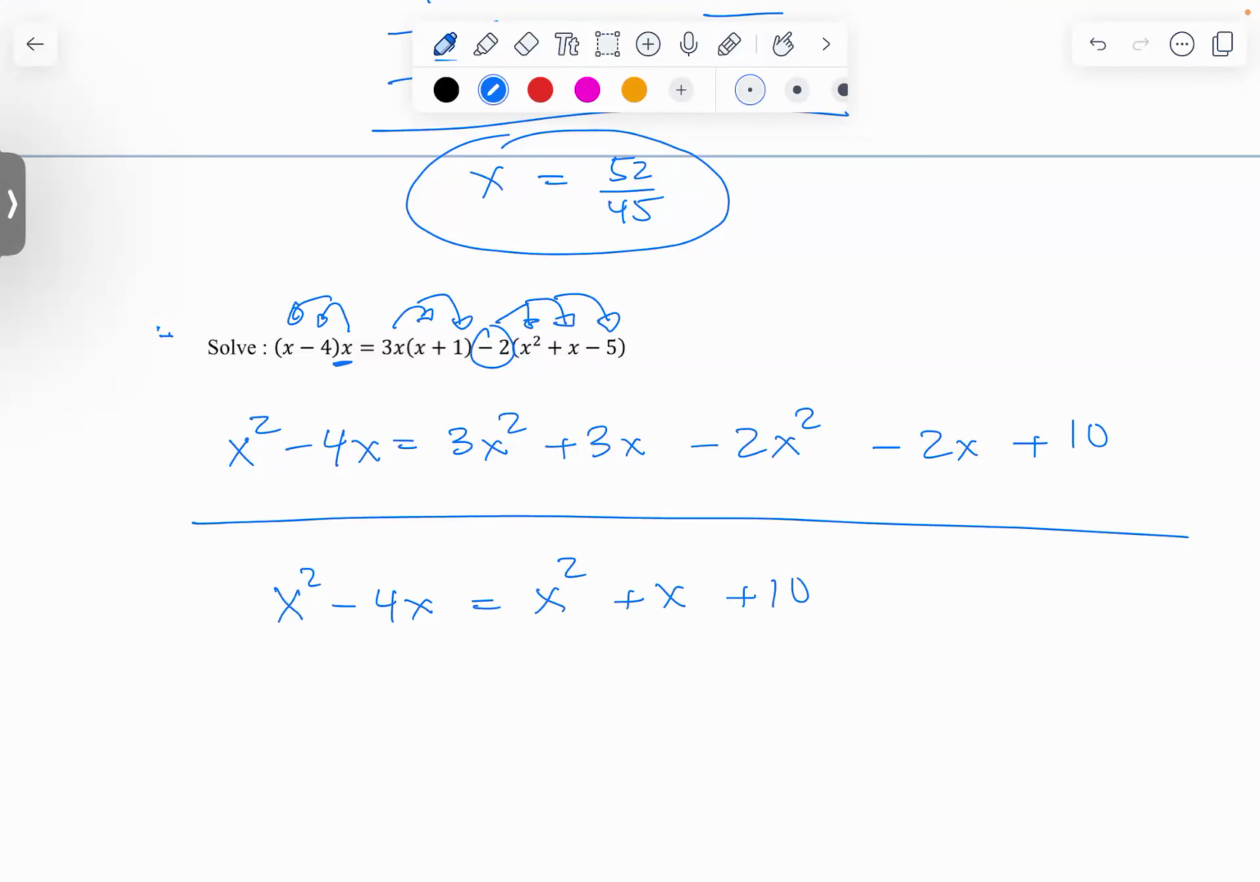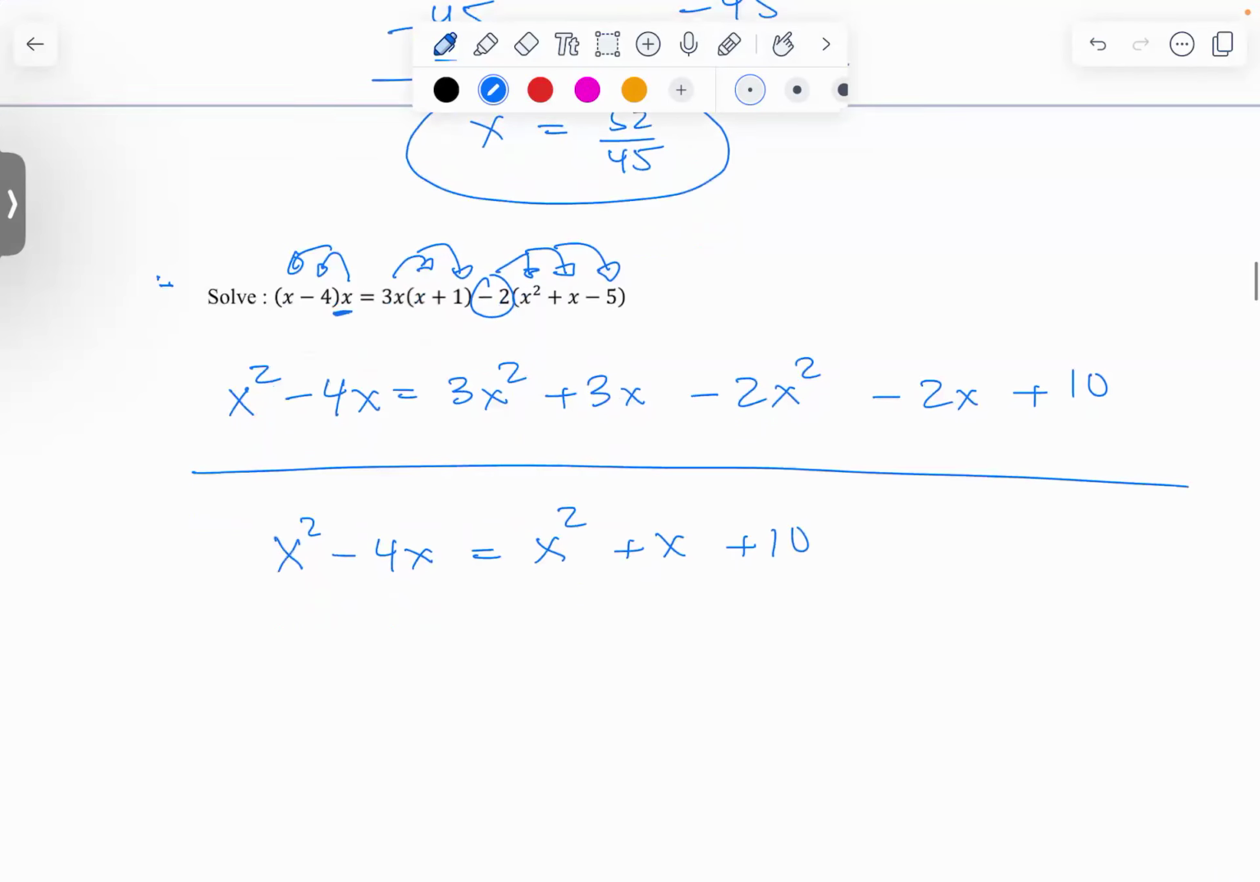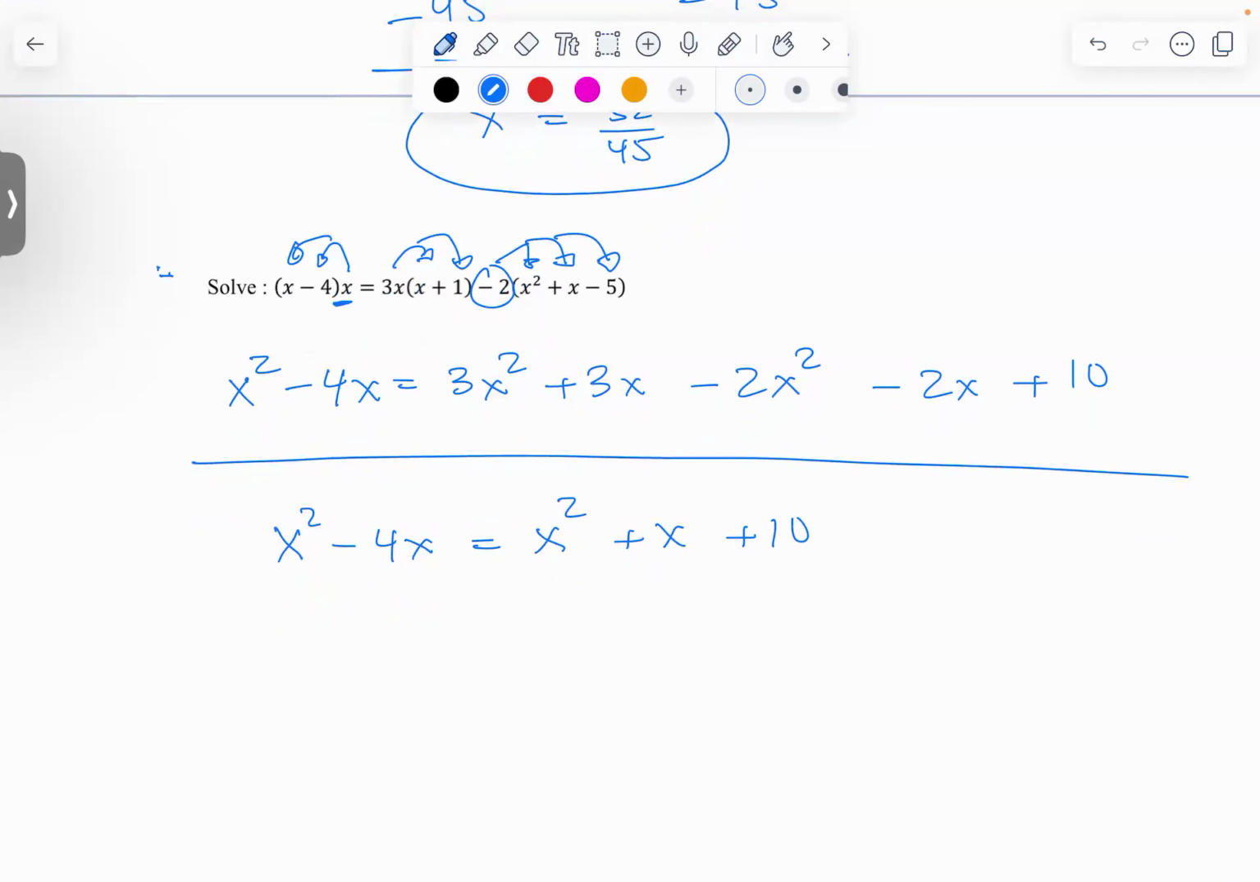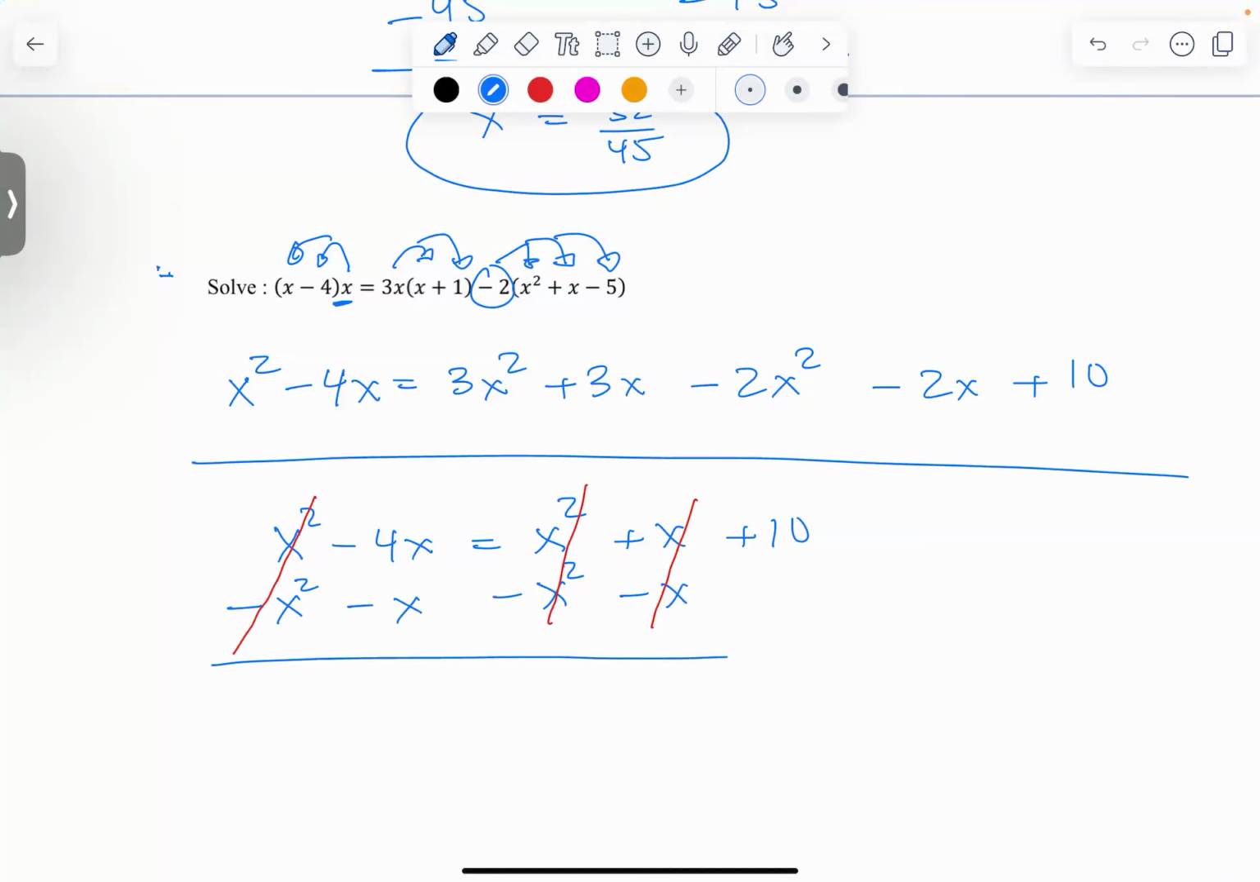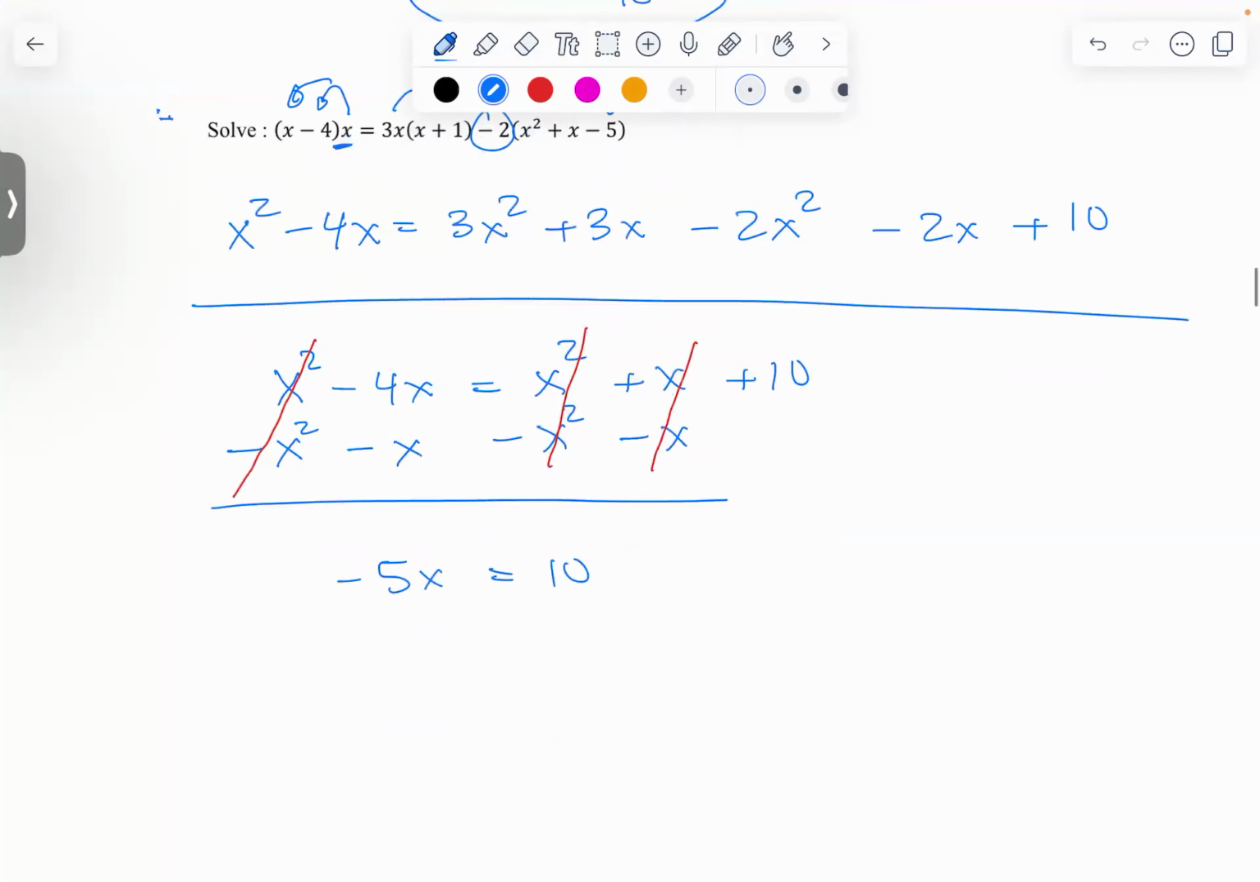Now, here's the big part. Do what we normally do, right? Get the x's to one side and the numbers to the other. So I'm going to subtract x squared and minus x and line them up on the left side underneath the same terms. Right? Cancels here on the right side. Notice here on the left side, x squared minus x squared, those go away as well. So all I'm left with on the left side is negative 5x equals 10.